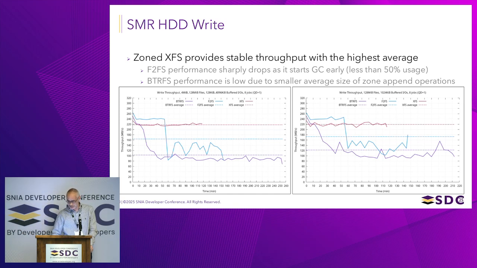But very good performance for XFS here, 220 megabytes per second. That's the throughput we get. The maximum for the drive is actually 250, 260, I think it is, on that drive. So we are very close to the maximum of the drive.